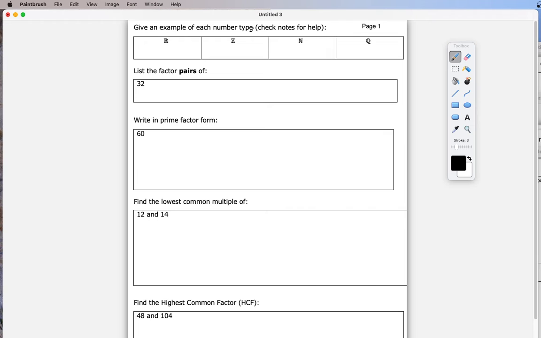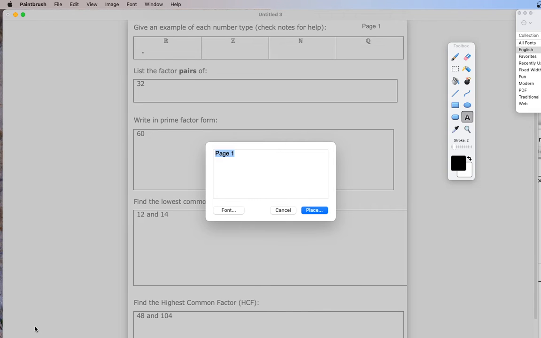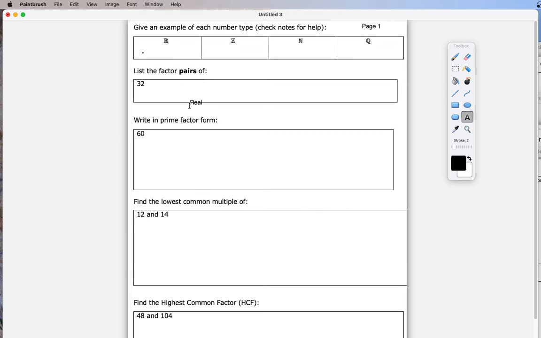Give an example of each number type. So you have to know what these symbols are. And I did have them in the notes, so you can check your notes. So R, this here is a real number. Let me just change my pen. So here, this is what we call a real number, and I'll even put it in here. So here we're looking for a real number.